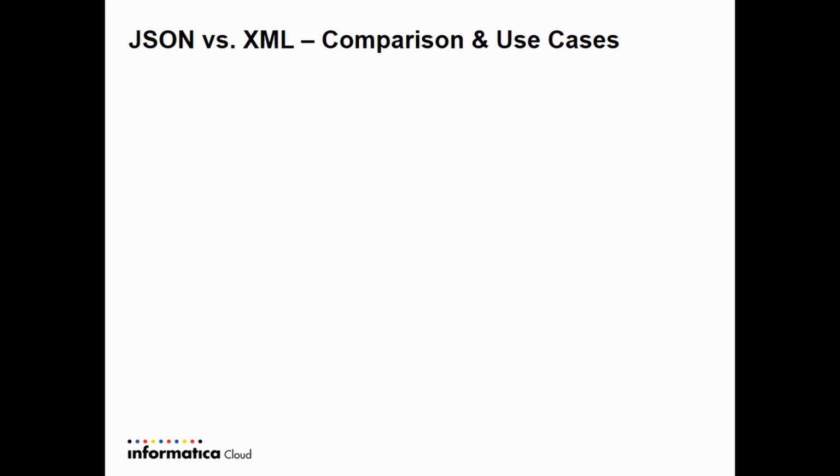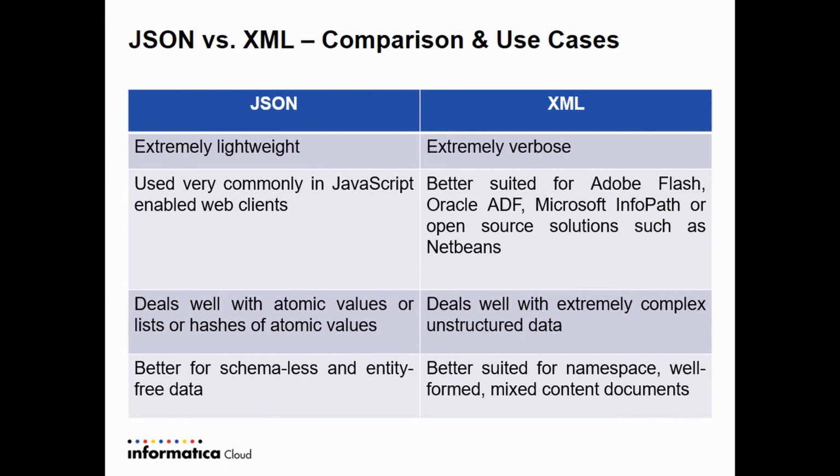Now that we have discussed the RESTful web service where the response is returned in XML, let us try to understand the basic difference between response returned in XML versus the response returned in JSON. JSON is extremely lightweight. XML, on the contrary, is extremely verbose. JSON is used very commonly in JavaScript-enabled web clients, while XML is better suited for Adobe Flash, Oracle ADF, Microsoft InfoPath, or open-source solutions such as NetBeans.